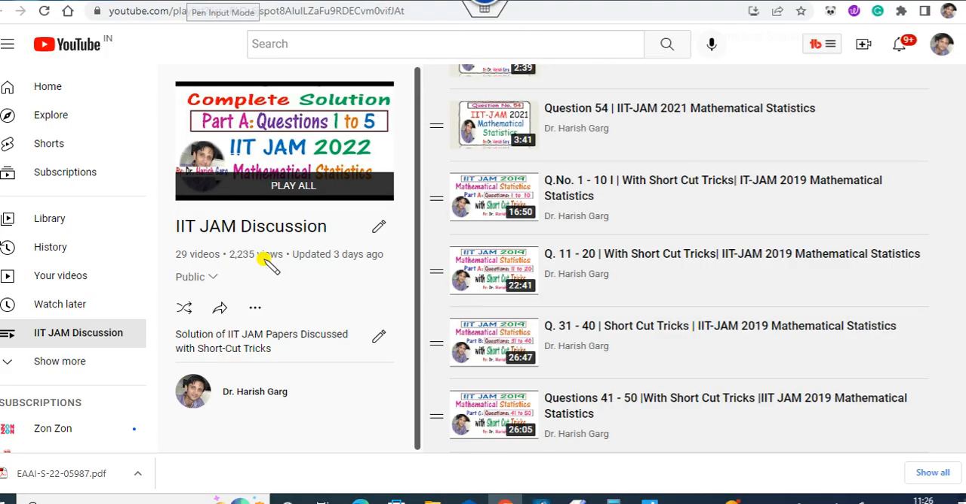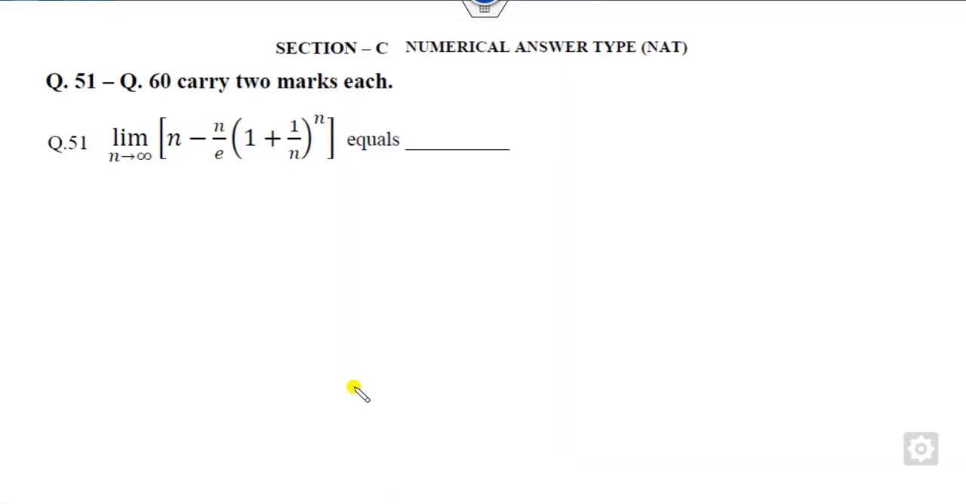In the last lecture we have seen the complete solution of the IIT Jam 2019 up to question 50, and right now we discuss questions 51 to 60. All are available in my playlist IIT Jam discussion, channel name Dr. Harish Garg. Now we will discuss questions 51 to 60, which carry 2 marks each in this paper. So let's start with this video.